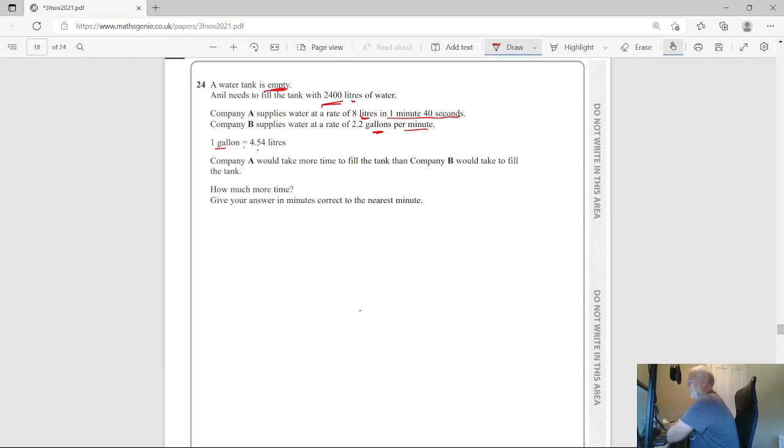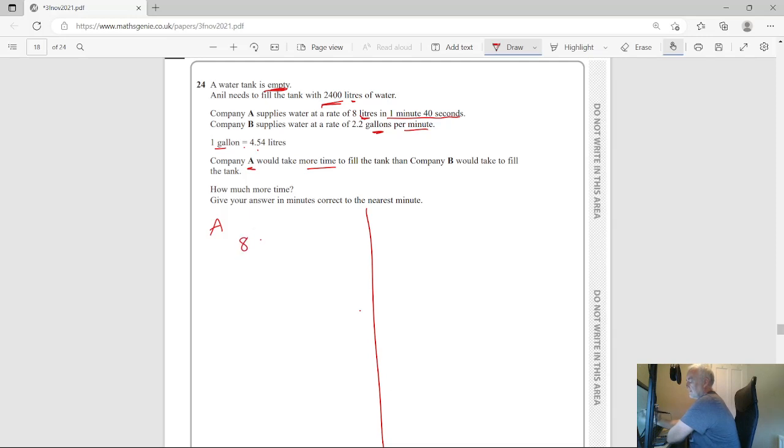Company A would take more time to fill the tank than Company B would take to fill the tank. How much more time? So it's telling us that Company A would take more time, so that's going to be longer. So let's think what we've got. Company A, we're going to split this down and we'll do it in a logical fashion. 8 litres in 1 minute 40 seconds. We need 2,400 litres.